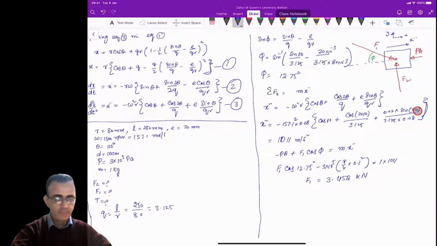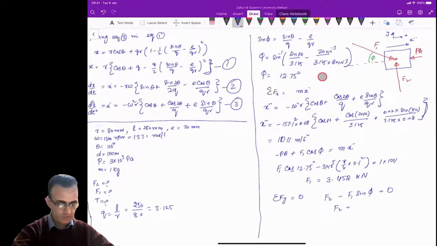And finally, we want to calculate the F2. So F2 is going to be when we use the summation of all the forces in the y direction equal to 0, because the body is not moving in the y direction. So in the y direction, you have F2 minus F1 sine phi equal to 0. Here, the only unknown is F2, because we already know F1.